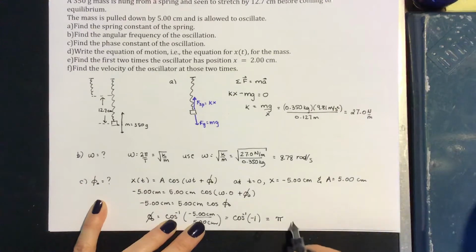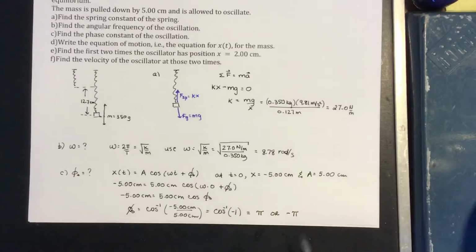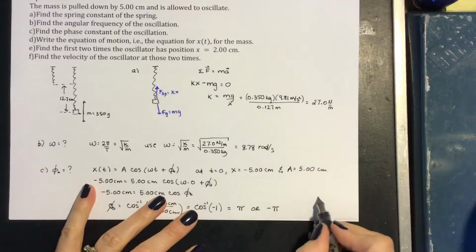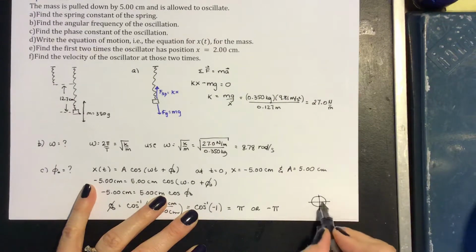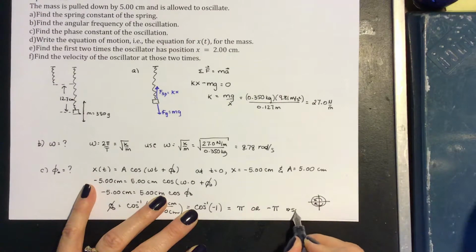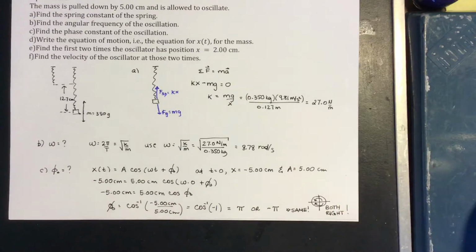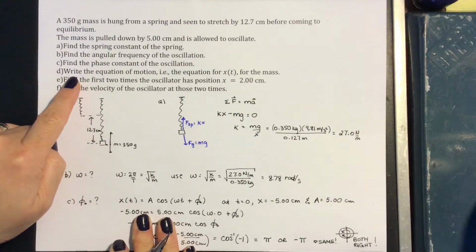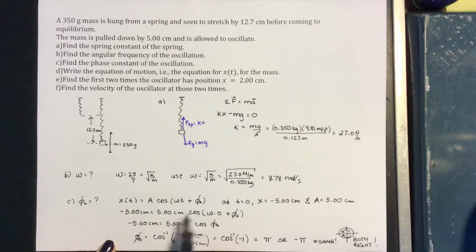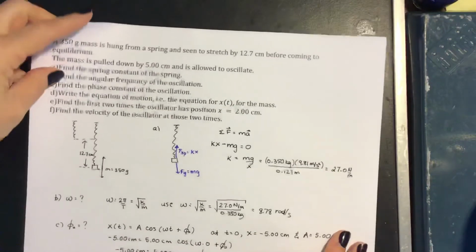It's not the only answer. It could also be minus pi, because cosine of negative pi is also minus 1. In this case, pi and minus pi are actually the same answer. If you think about your unit circle, pi is this angle, minus pi is this angle, and those are exactly the same. So if we're going to pick our phi naught, we can pick either one. They're both right. So phi naught is either pi or minus pi. And then part D, write the equation of motion. It means write down our equation for x, but put in all of the numbers that we know. So let's do that part next.